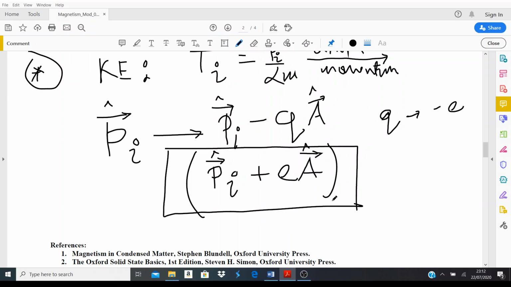So once we have this, in the next lecture, I will continue in this line of thought, and we will see how to model the diamagnetic Hamiltonian to describe atomic diamagnetism.